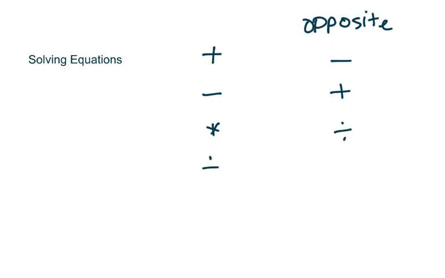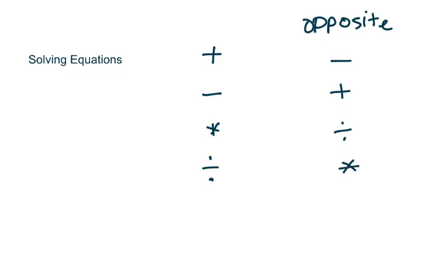So first we need to talk about what the opposite operations are. If we have an addition operation, the opposite is going to be a subtraction operation, which means that if we have a subtraction operation, the opposite is going to be addition. For multiplication, the opposite is going to be division, which means that division's opposite operation is going to be multiplication.